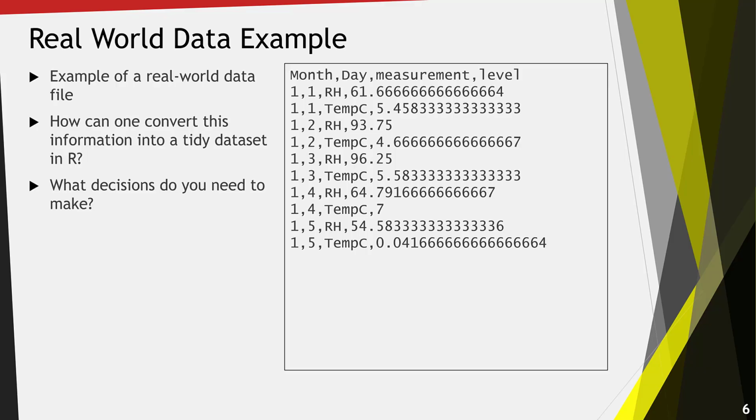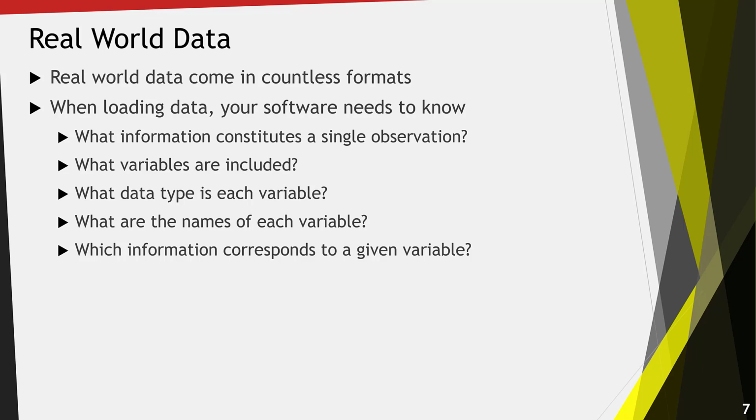What I have here on the right is an example of some real-world data. Looking at this, how would you convert this information into a tidy dataset in R? What kind of decisions would you need to make ahead of time? What I showed you there was only one example. Real-world data come in countless formats.